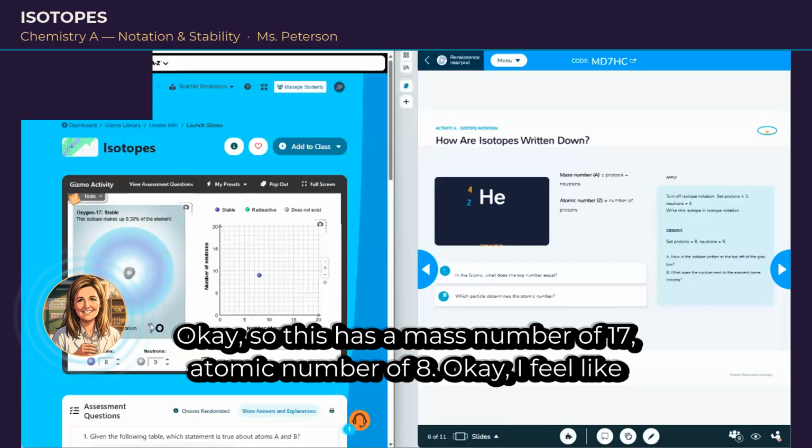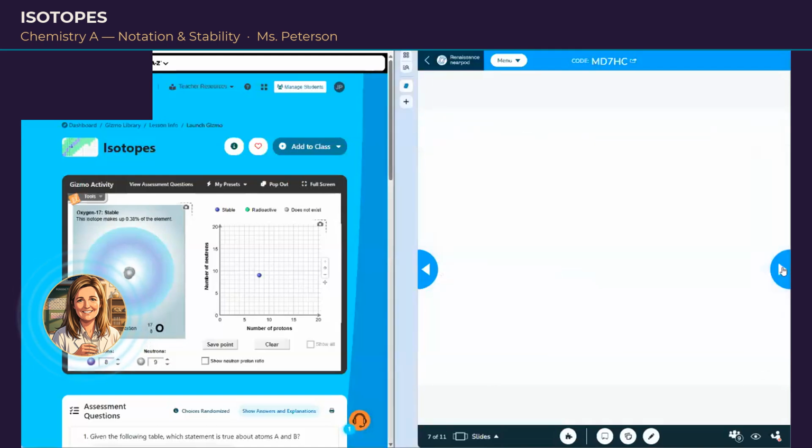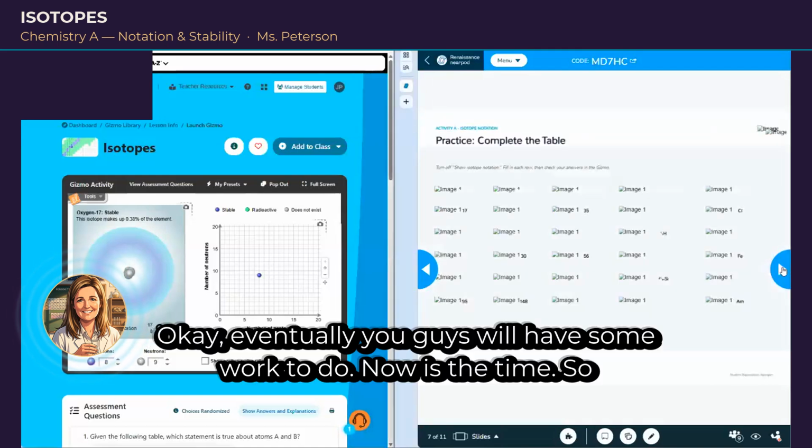Okay, so this has a mass number of 17, atomic number of 8. Okay, I feel like this is okay. We're doing fine, right? Yes, hopefully. Okay, eventually you guys will have some work to do.